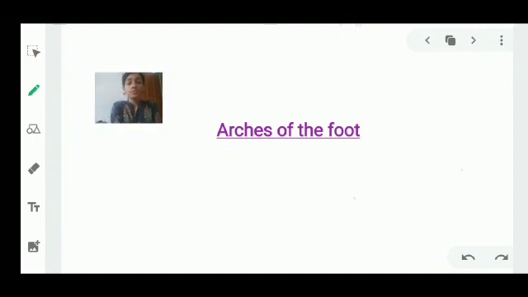Today I am here to present to you the topic Arches of the Foot. We will be dealing with this topic under the following few headings. First, a brief introduction, then we'll talk about the types of the arches of the foot, their functions, and then we'll wind up with the clinical correlation.